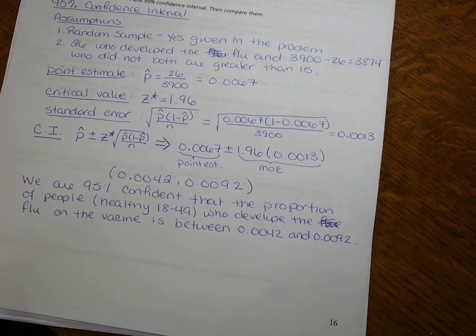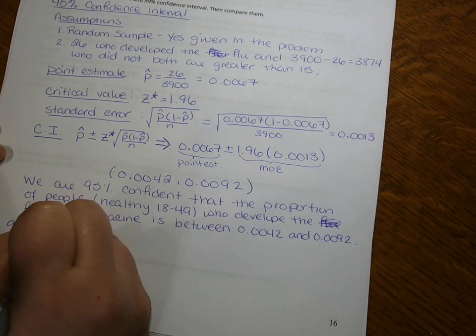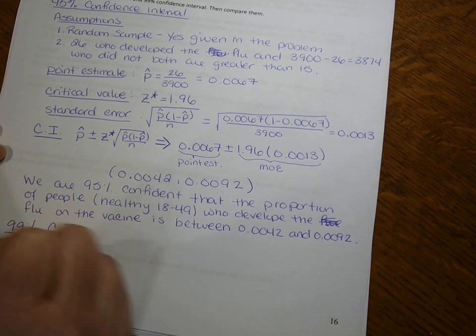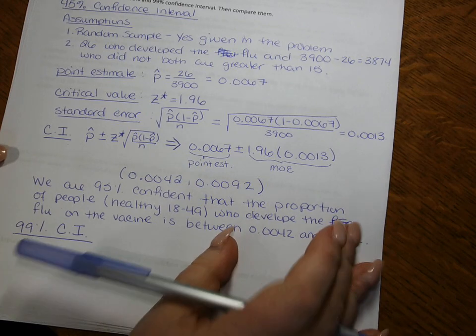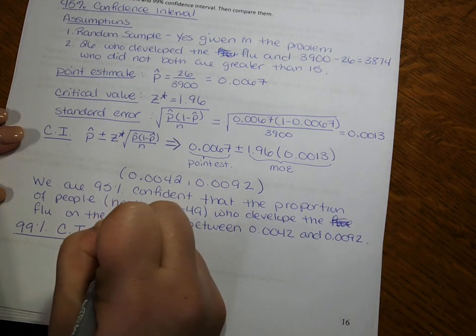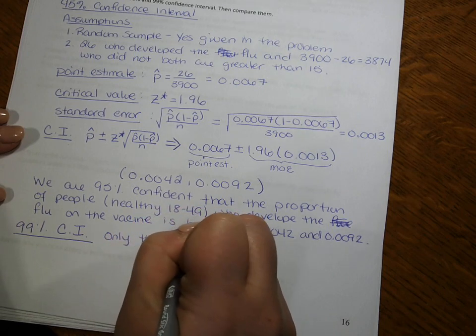Next, let's construct the 99% confidence interval. Now to save space here, I'm not going to go through and check the assumptions, because the assumptions for the 95% confidence interval and the 99% are exactly the same. Really, the only thing that changes when we go to compute the 99% confidence interval is our critical value. So only the critical value.